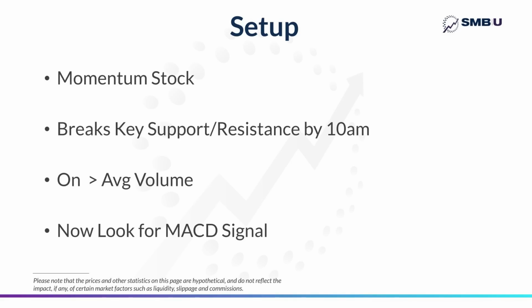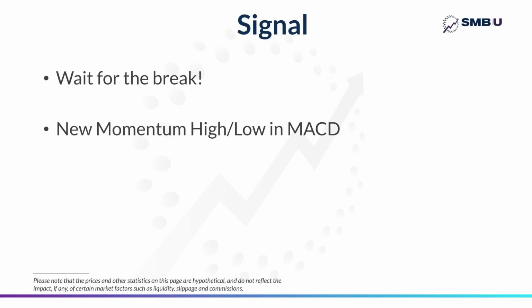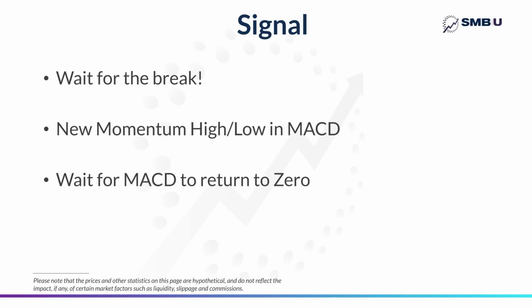Now we look for the MACD signal. So let's go over the trade. Here's what we are going to do when we look for the signal. We're going to wait for the break, like we talked about, really key, right? Now we're going to look for a new momentum high or low in the MACD, and I'll show what that looks like. And then we're going to wait for the MACD to return to 0, and then we're going to enter on the MACD cross after it returns to 0.